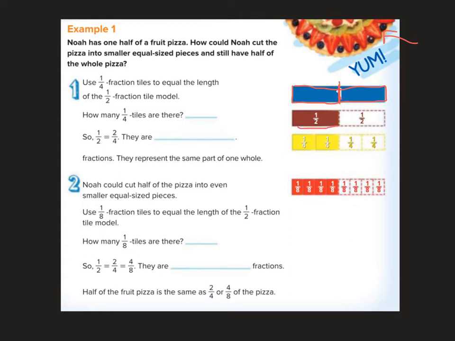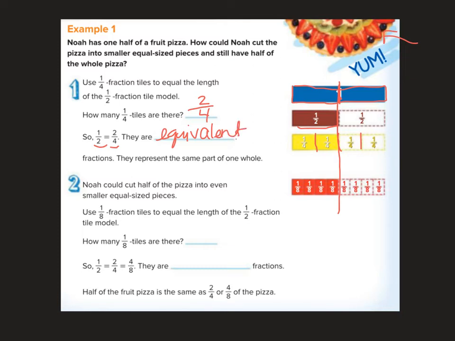Well, let's cut it into 4 equal pieces. Now I have to eat 2. So I have to eat 2/4. 2 out of 4 pieces to eat the same amount, right? So 1/2 and 2/4 are equivalent. E-Q-U-I-V-A-L-E-N-T. They're equivalent. They're worth the same amount.